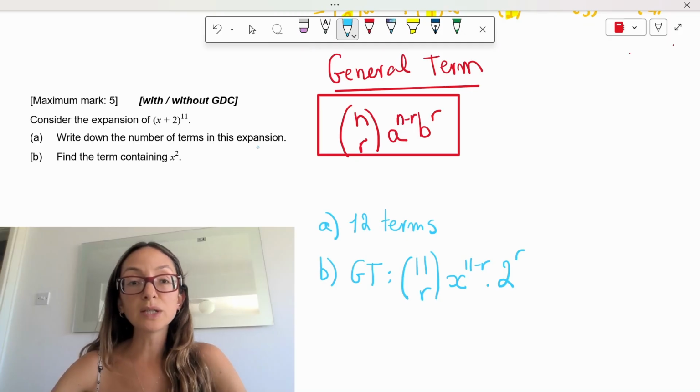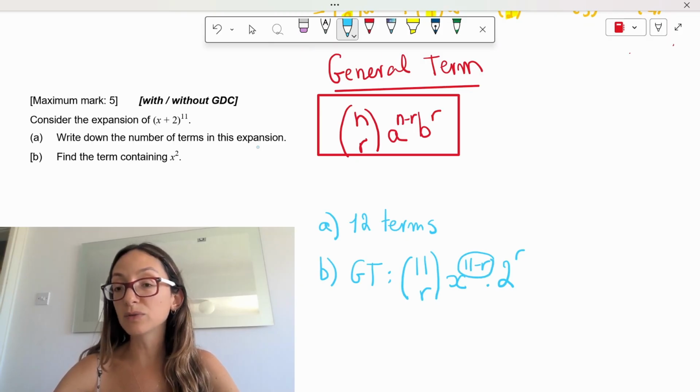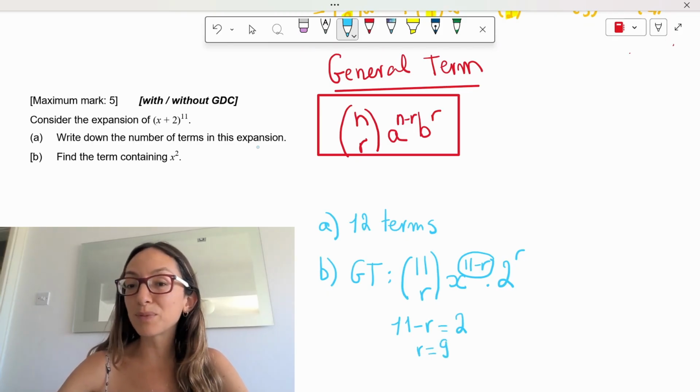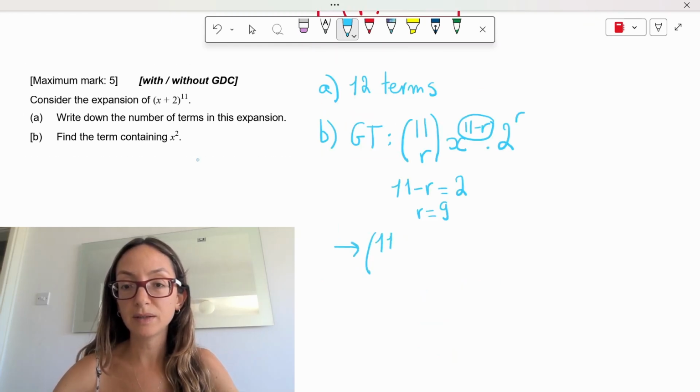Now, very simply, what is the term that we're interested in? We want the term x squared. And so you look at the power of x and say, okay, what is the value that will set 11 minus r to 2? So basically we solve 11 minus r is equal to 2, and we get that r should be equal to 9. And once we have the r value, it's very simple. We just substitute that into the general term. And so we get 11C9, x to the power of 11 minus 9, which is 2, as requested, and then 2 to the power of 9. And now we can simplify.